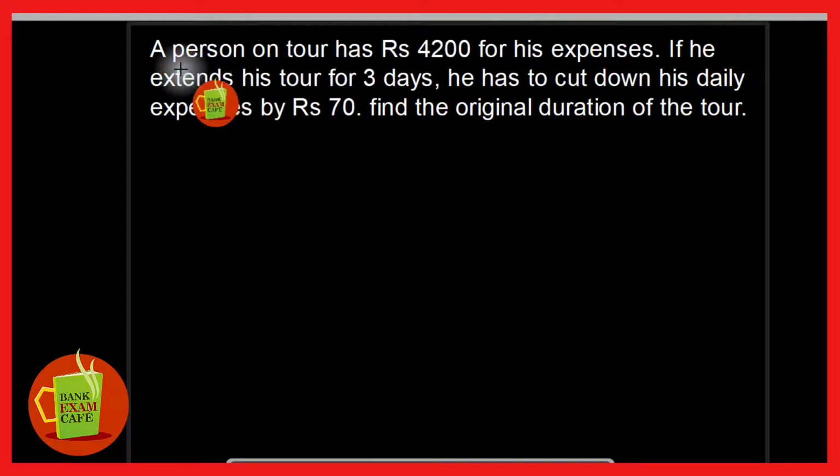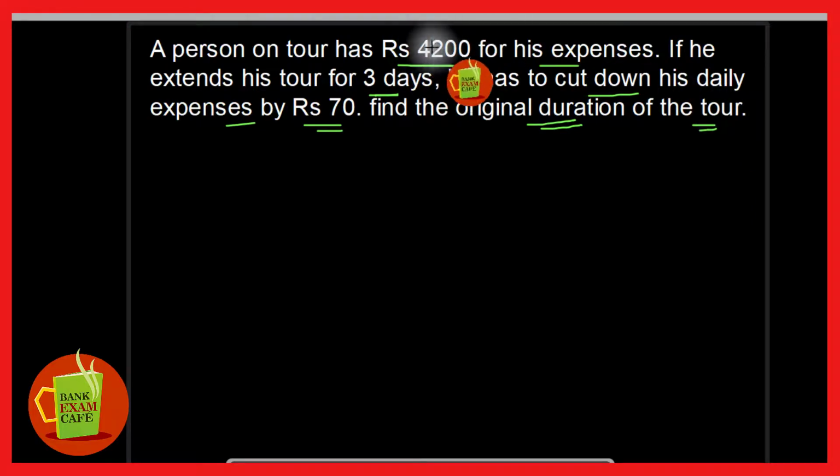Here is the next question on the screen. A person on tour has rupees 4,200 for his expenses. If he extends his tour by 3 days, he has to cut down his daily expenses by rupees 70. Find the original duration of the tour.